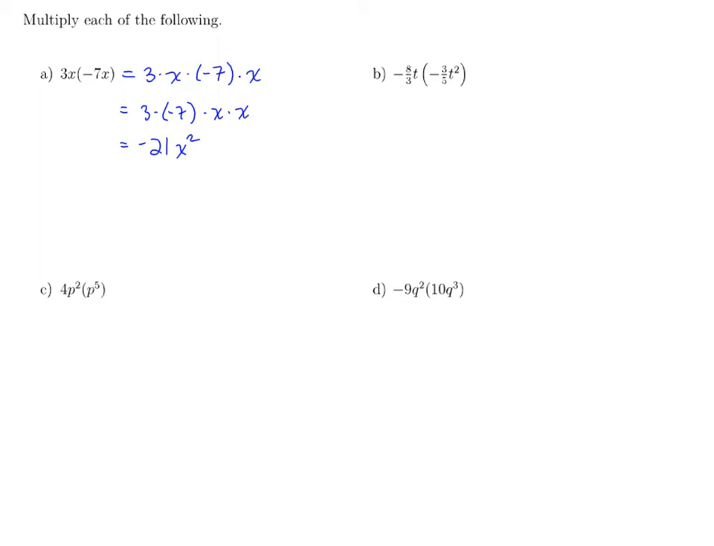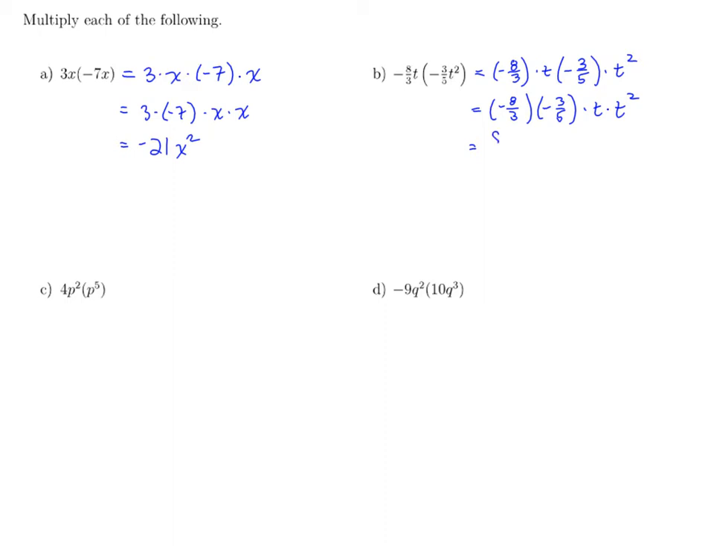We have negative 8/3 t times the expression negative 3/5 t squared. So as we look at this, and again I'll group this, I'll have negative 8/3 times t times negative 3/5 times t squared. Now I want to multiply the coefficients, so I'm going to write each of those first, and again I can do that by that commutative property of multiplication. So I'll have negative 8/3 times negative 3/5 times t squared.